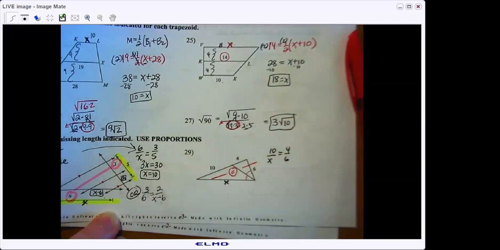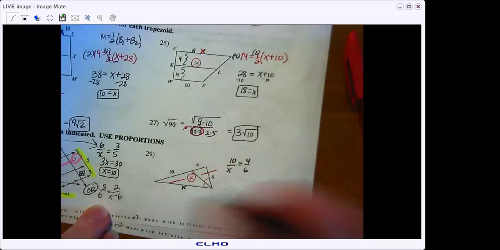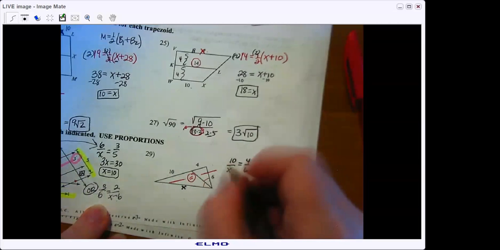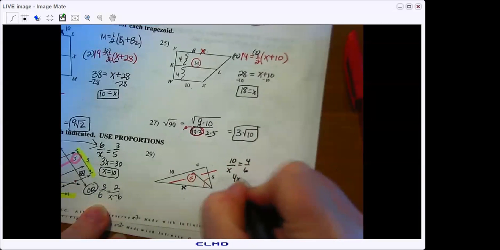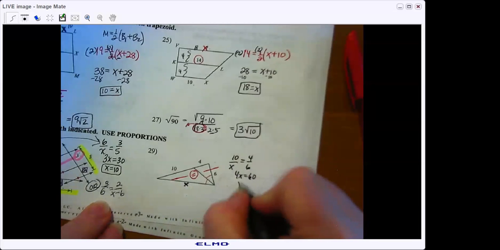Honestly, this is just a good way to visually see your problem. If you look at it, you can do these numbers over each other and those numbers, and then solve. So cross multiplying, we have 4x is equal to 60. Dividing both sides by 4, we get x equals 15.